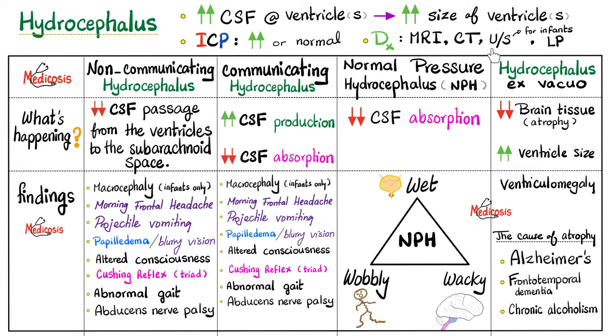So we'll go for ultrasound. But if we're talking about an adult like yourself, we can use MRI, we can use CT scan, and we can use lumbar puncture. Let's start with non-communicating hydrocephalus.